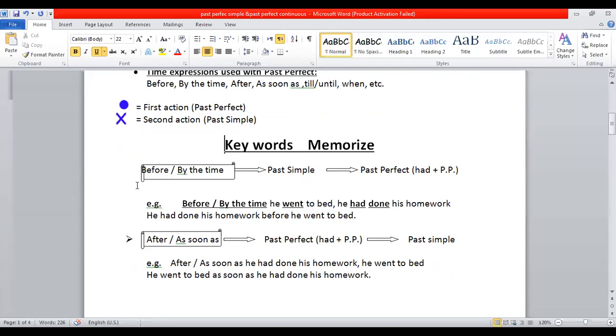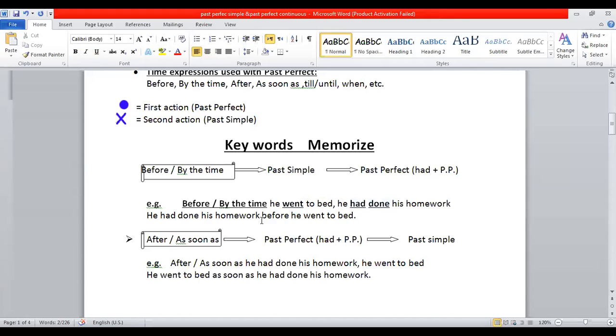The first one is before and by the time. Before and by the time, they are the same. They are equal to each other. The rule of before and by the time is that you will put after them past simple and then past perfect. Like this example: before or by the time he went to bed, this is past simple, as you see, went. The second sentence will be he had done his homework.